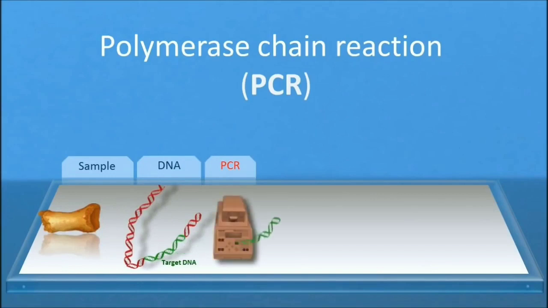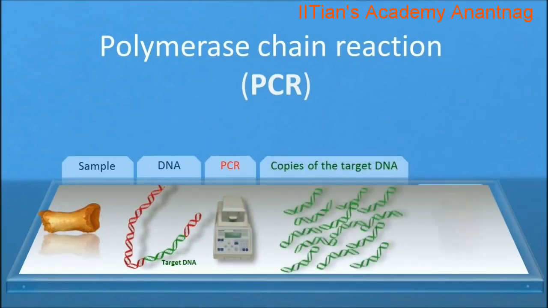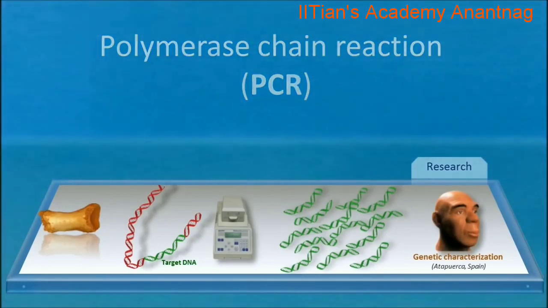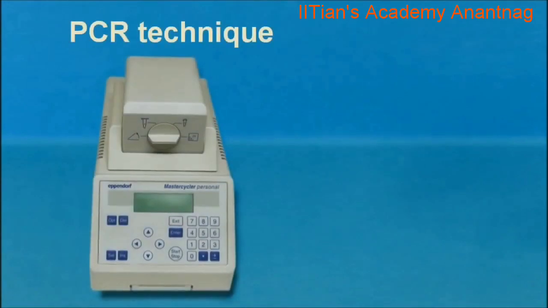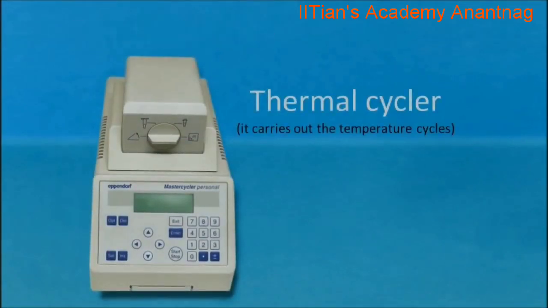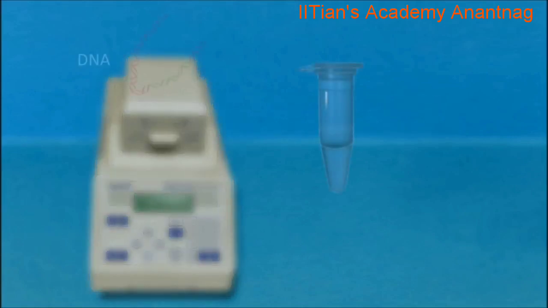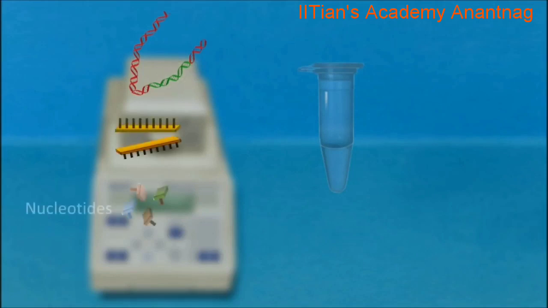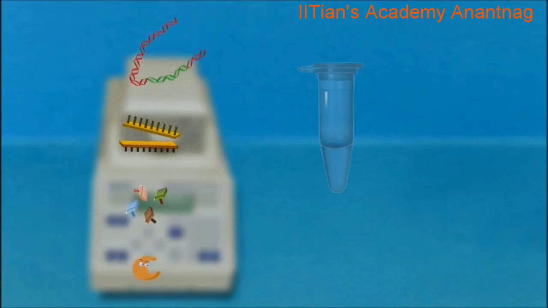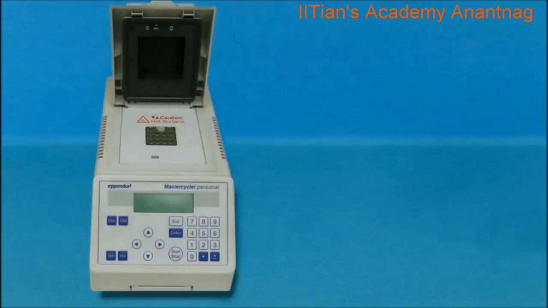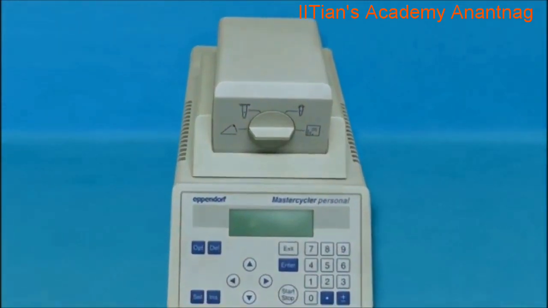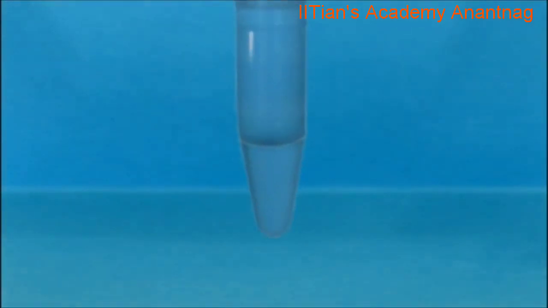From a sample, we obtain the DNA molecule, and then from the thermal cycler, we will be able to obtain several million copies of the DNA molecule. Suppose here is this machine. This is called a thermal cycler, and it carries out the temperature cycles. This is the test tube in which we place our target DNA molecule and other raw materials like primers, deoxynucleotide triphosphates, and the DNA polymerase. All these ingredients are put in the test tube, and this is loaded in the thermal cycler. Once we turn on the thermal cycler, the reaction will be carried out inside it.